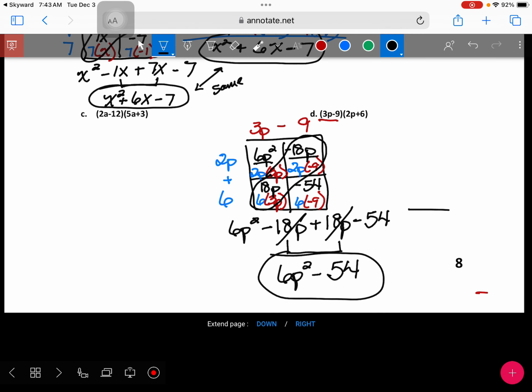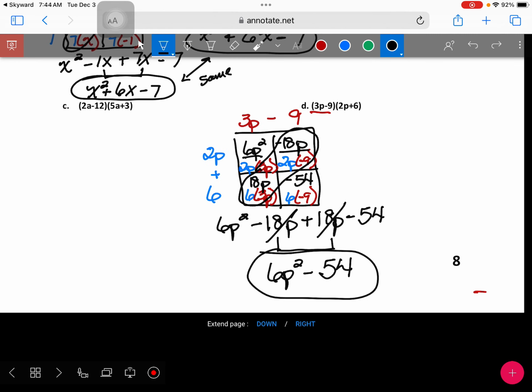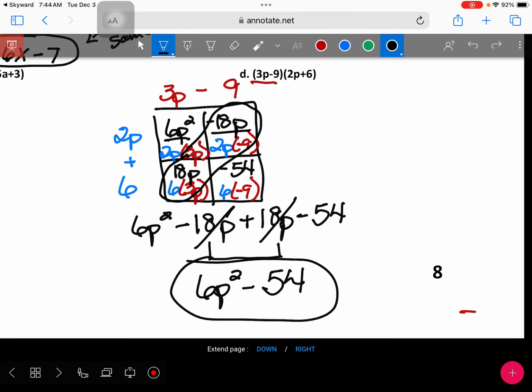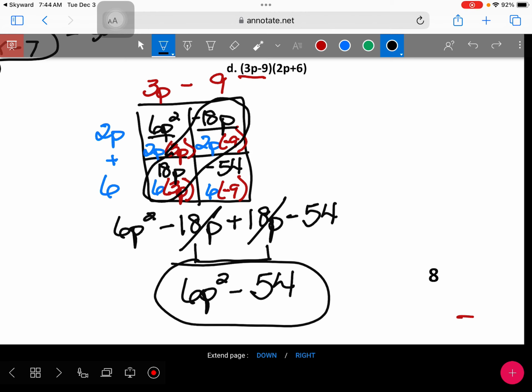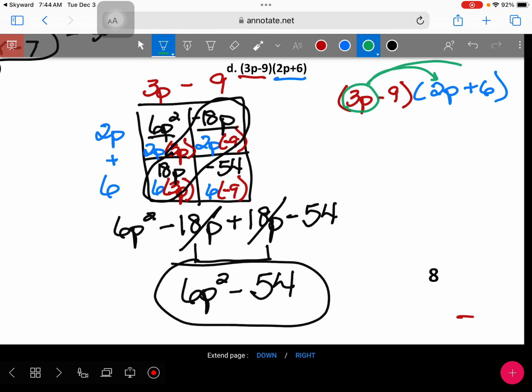Any questions about D? All right, I'm going to do one more using the double distributive. So this is 3p minus 9 times 2p plus 6. So I'm going to take 3p times each of those in the second polynomial.